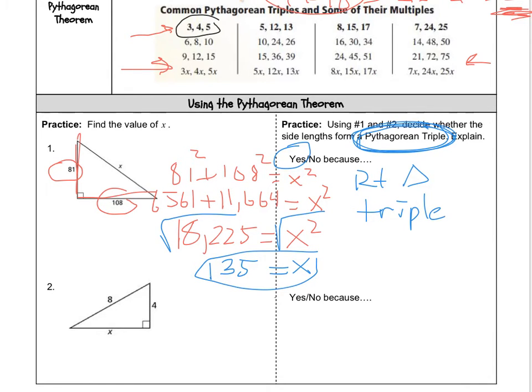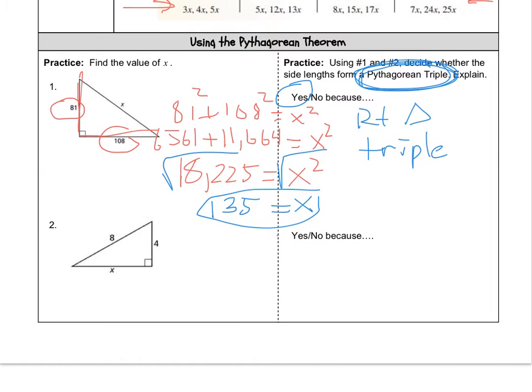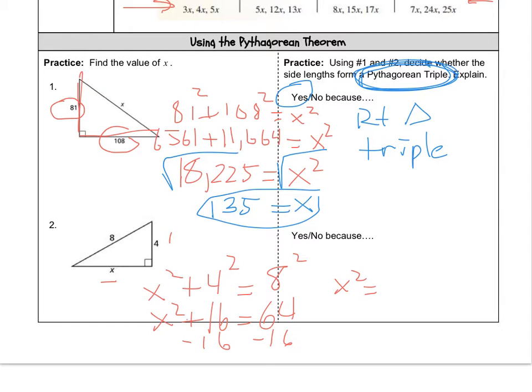Well, if I did the same thing for number 2, x and 4 are my legs, right? So I have x squared plus 4 squared equals 8 squared. Well, 8's my hypotenuse. That's still x squared. 4 squared is 16, and 8 squared is 64. Now, this is a little different, because now I need to get x by itself. Well, I would subtract 16. Alright, and so now I have x squared equal, let's see, 64 minus 16 is 48.